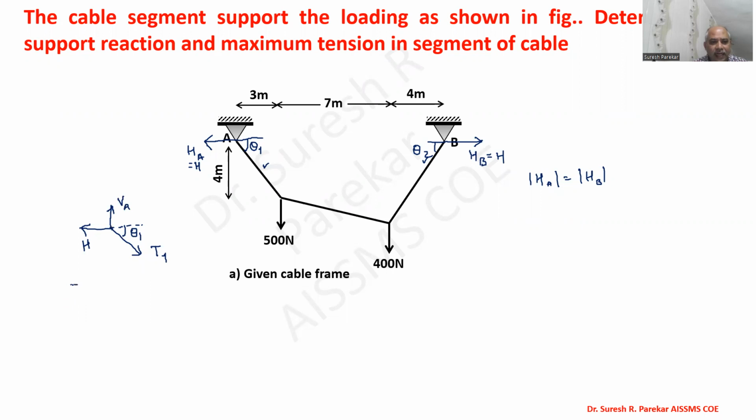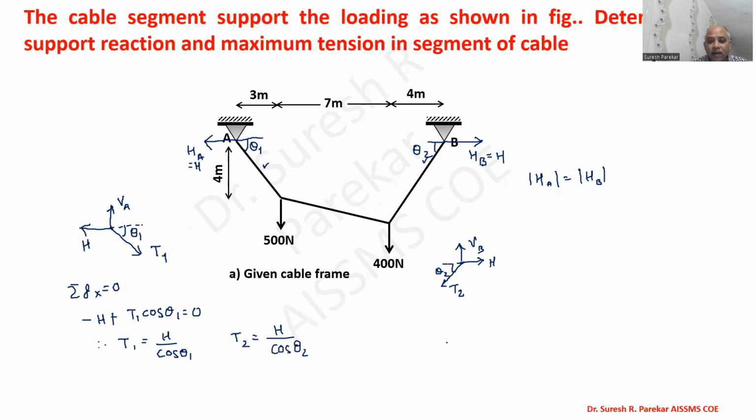Now, if I write summation Fx = 0, then I have minus H plus T1 cos theta 1 equal to 0. From this we get T1 equal to H upon cos theta 1. Then we go in the same way over here: this will be H, this will be VB, and this will be T2. Then this will be theta 2. Now I will not write the reaction, but we will get T2 equal to H upon cos theta 2.